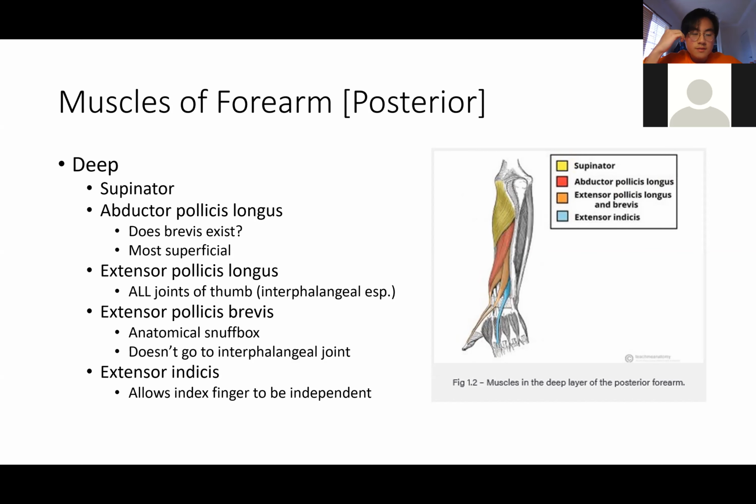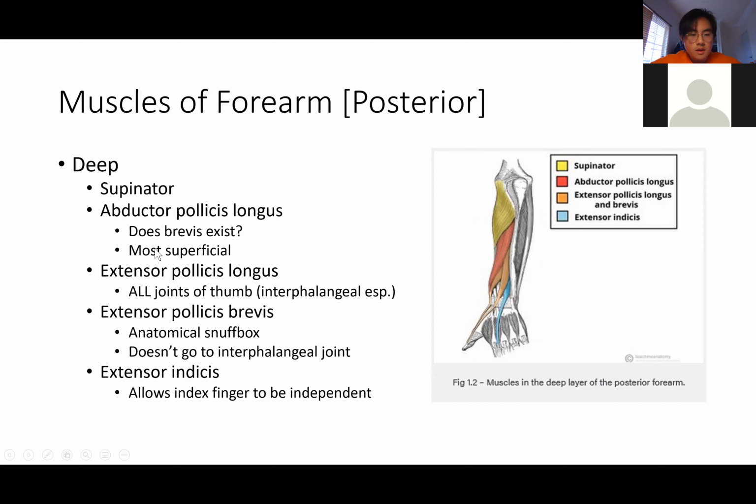The other actions we haven't covered are extension and abduction. And you can sort of guess what compartment those muscles will be in if you think about those actions. So if you extend, they come in the posterior compartment of your forearm, right? So you have an abductor pollicis longus. So you abduct the thumb, if you look at that action, you can kind of guess that it comes from the posterior compartment of the forearm, and it's superficial to the other deeper muscles, so it kind of overlies the other deeper muscles.